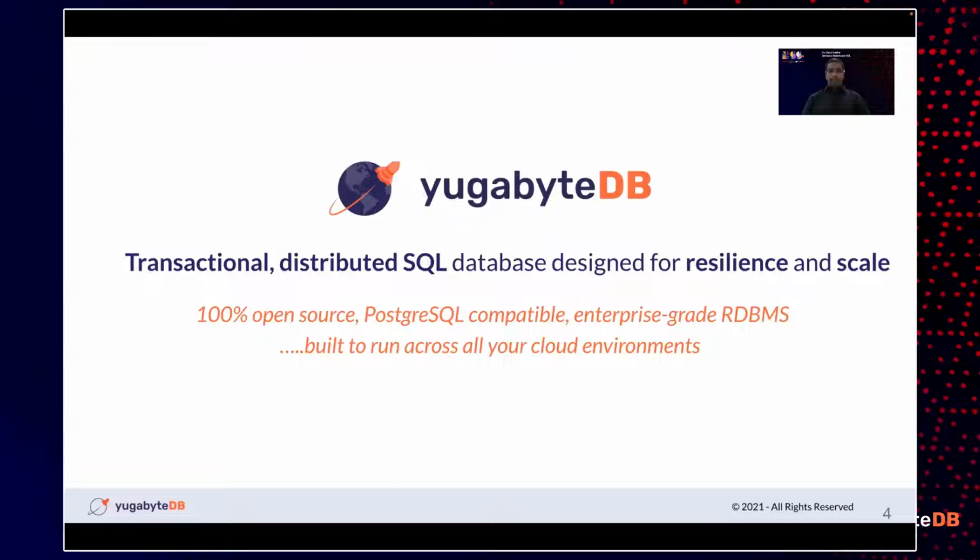Yugabyte DB is a highly scalable transaction system. It is a distributed SQL database, meaning data is spread across the nodes in the cluster. It is designed for very high resiliency. On top of that, YB is 100% open source, where everybody can get access to the code and contribute to the code. YB has a Postgres compatible API, which allows customers to quickly adapt to YB without a lot of learning curve. It can be implemented in any of the customer cloud environments, either in public cloud or in private cloud.